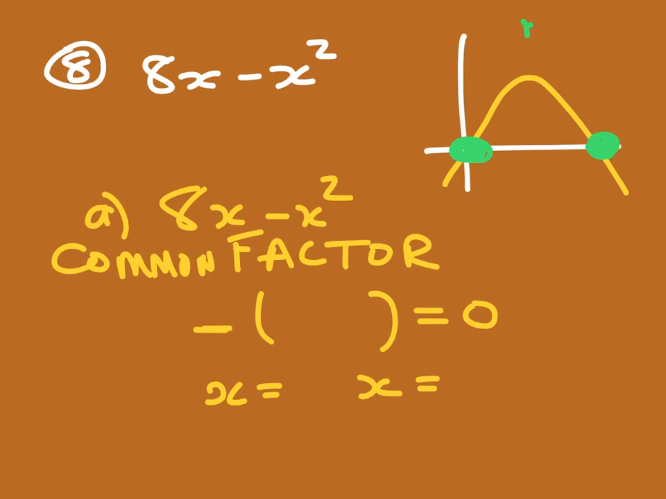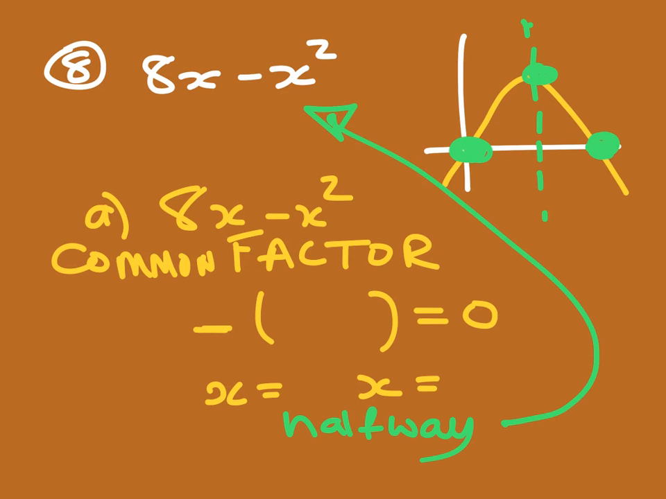How do you write down the line of symmetry? Well, we know it's halfway between those answers, so we're going to do halfway between these x numbers. How do you get the turning point? You put that number back into the original, and then that gives you the turning point.